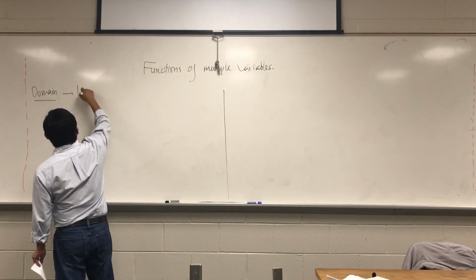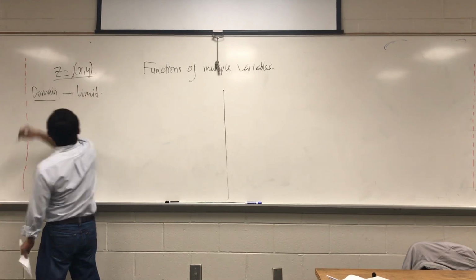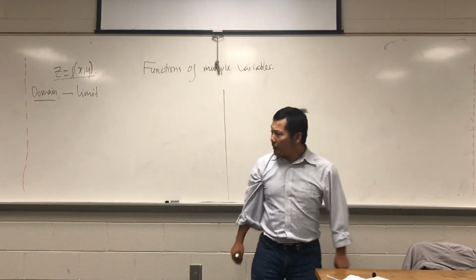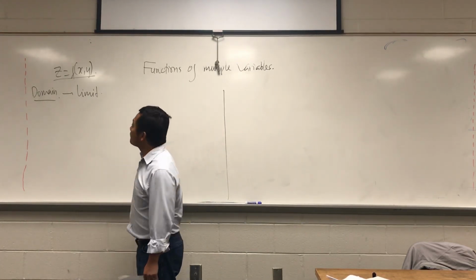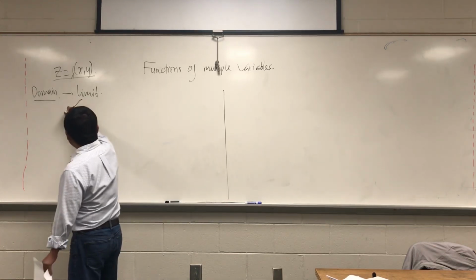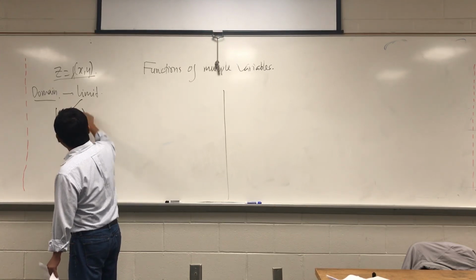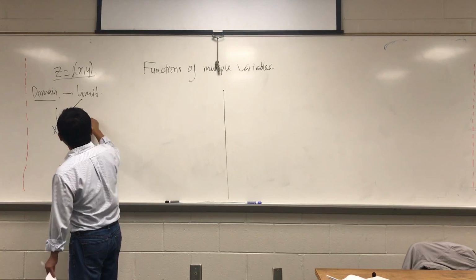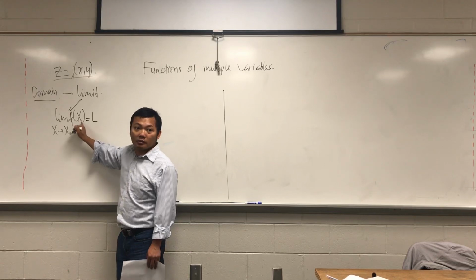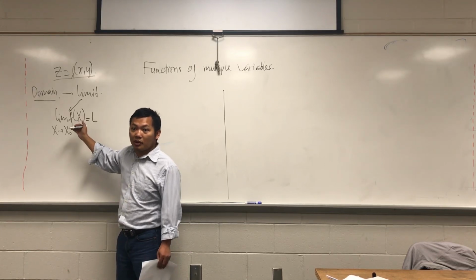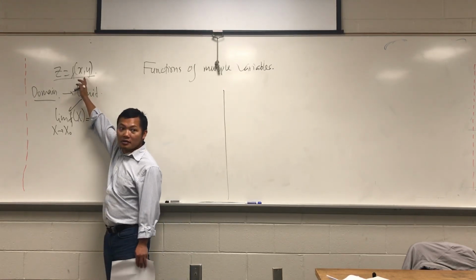So I have a limit. Again, let me write z equal to f(x,y). There's no difference between a function of 2 or 3 variables in general idea. So what is the limit? I write it in this form: the limit as x goes to x0 equals L. L is a number, x is the point or pair of numbers, or a triple if you consider a function of 3 variables.